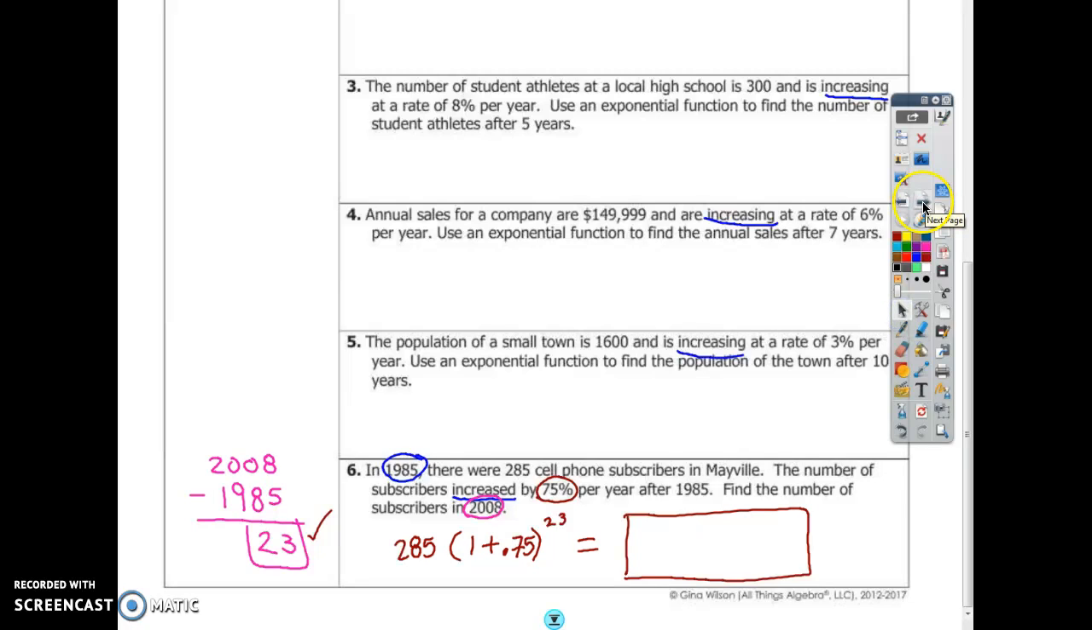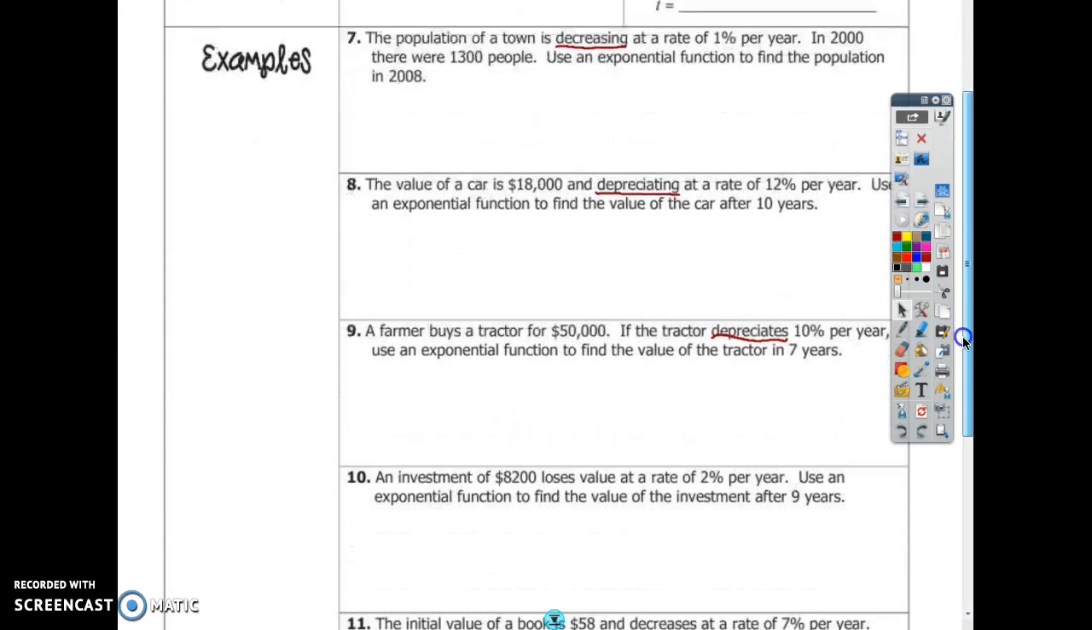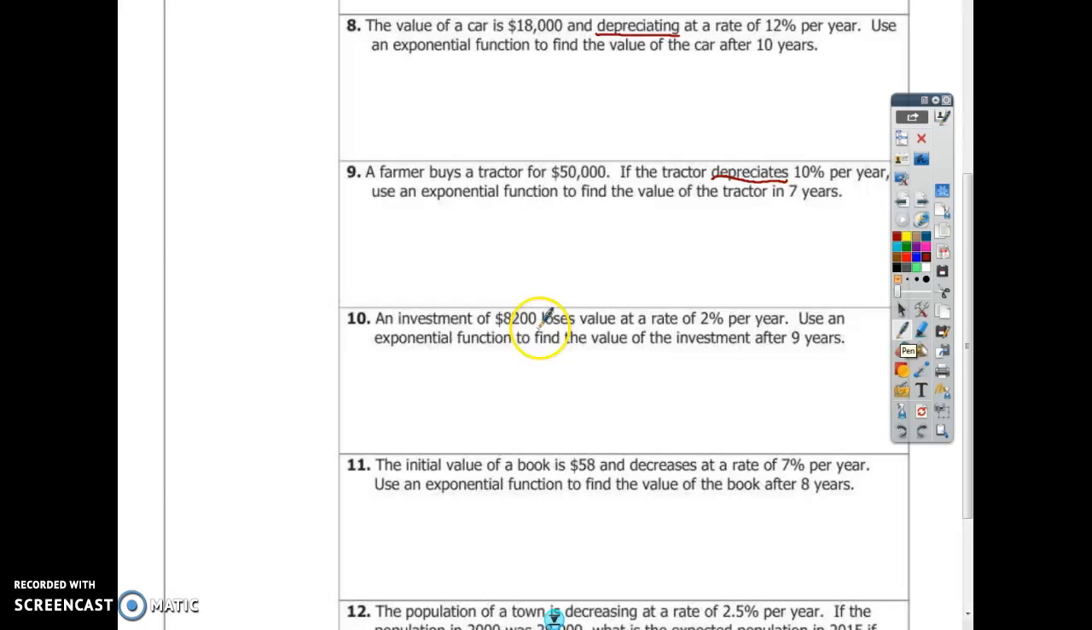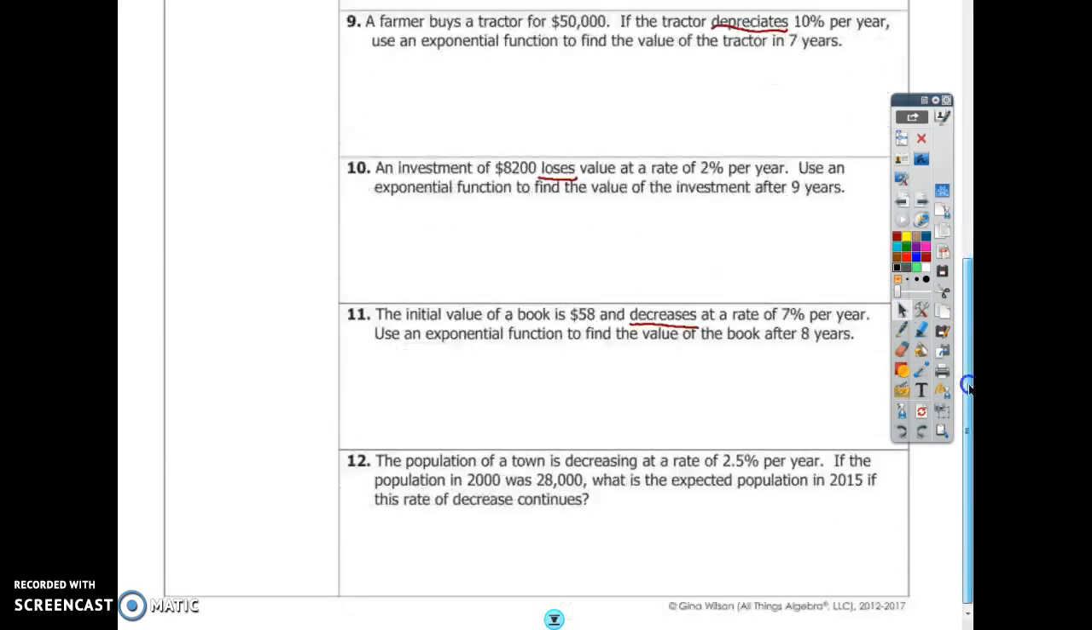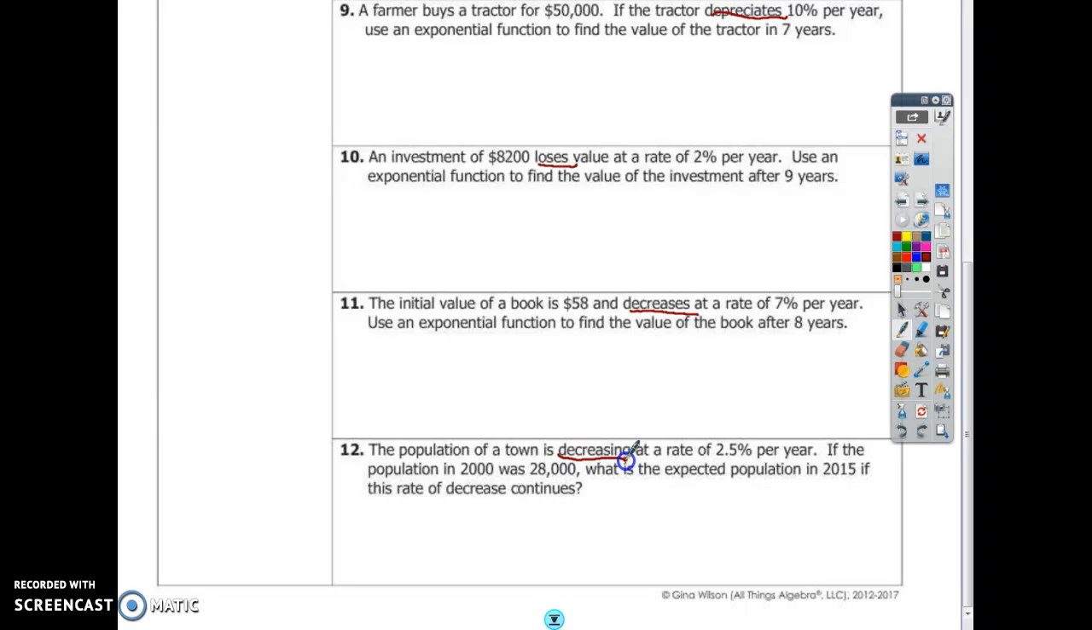On the back page, it's the same exact thing, but we're doing decay, and decay is a minus because it's decreasing. So keywords that I see on this paper are decreasing, depreciating, depreciates. Those are keywords. That's how you know that it's going to be a minus. It says loses value, so it's decreasing, decreases. Those are keywords. So anytime you see keywords like that, you should know that it's less than $1. We're subtracting, right? Just like yesterday, less than $1.